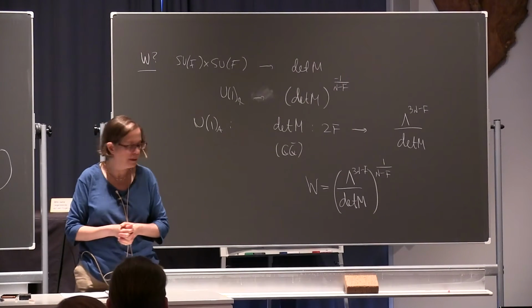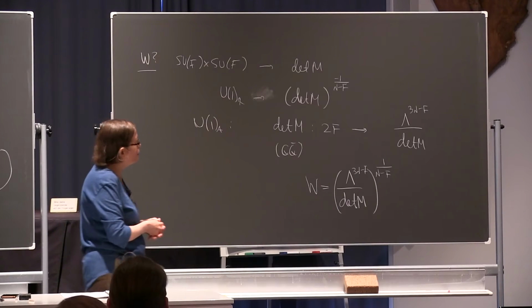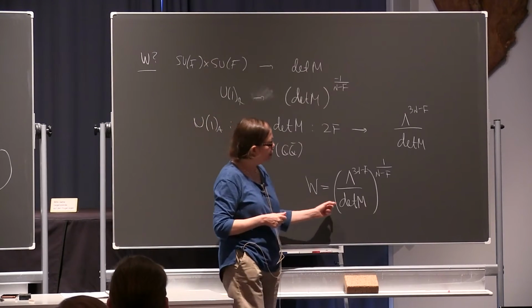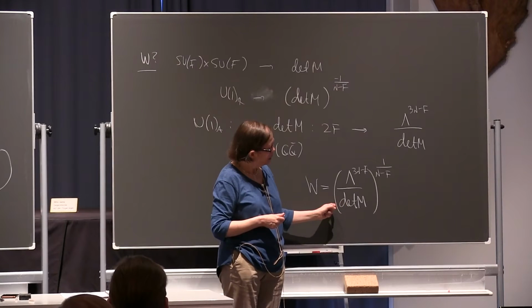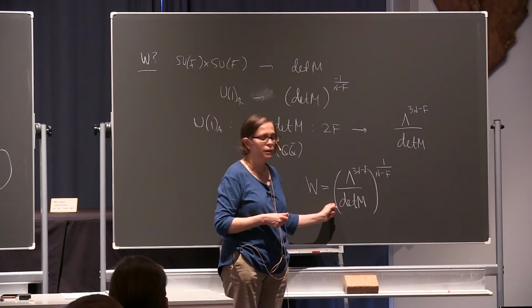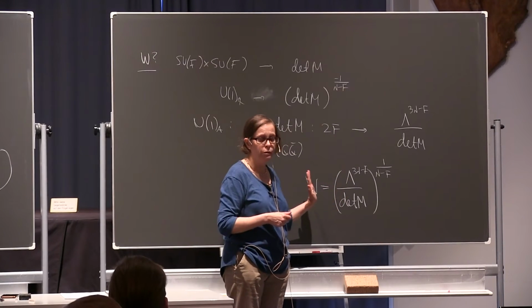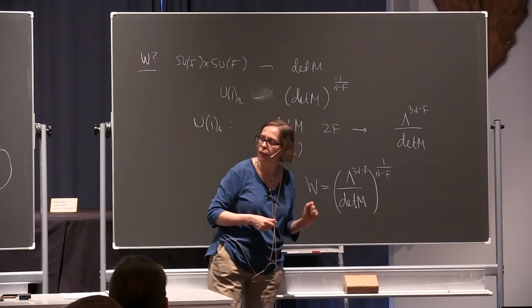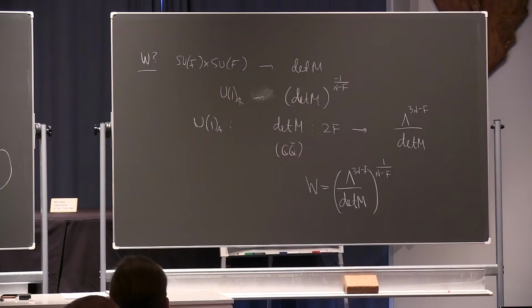So let's think about this a little bit. The first thing to note, and we'll come back to this very soon, is that obviously there's not going to be any minimum at the origin. What this thing wants to do is to push you away from the origin. So let's look at some expectation value of the meson matrix.